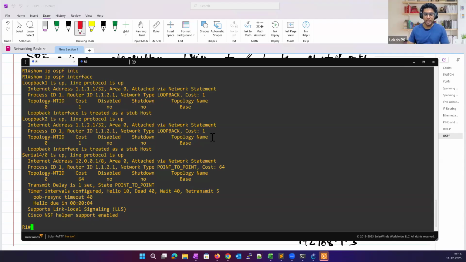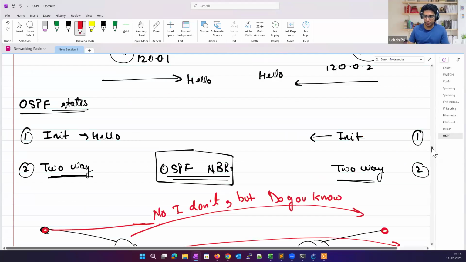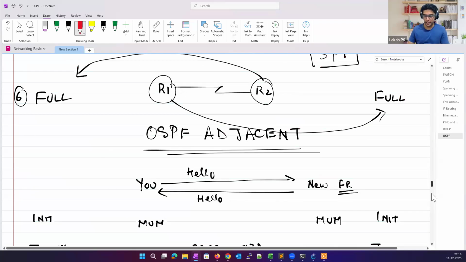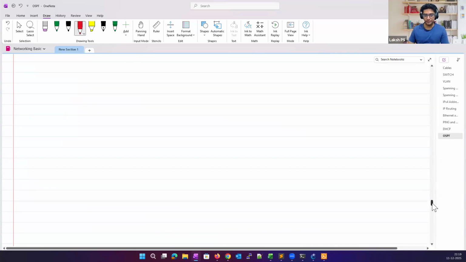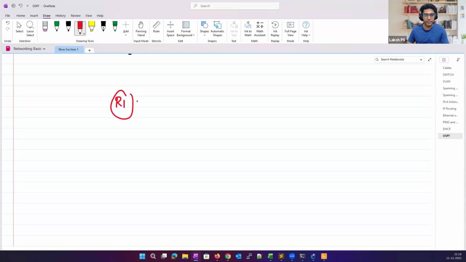So what is happening here is that OSPF pre-calculates the cost of each and every interface. And how does it find the shortest path to a particular destination? Let's check that. I'll give you an example of how OSPF finds the shortest path towards a particular destination.